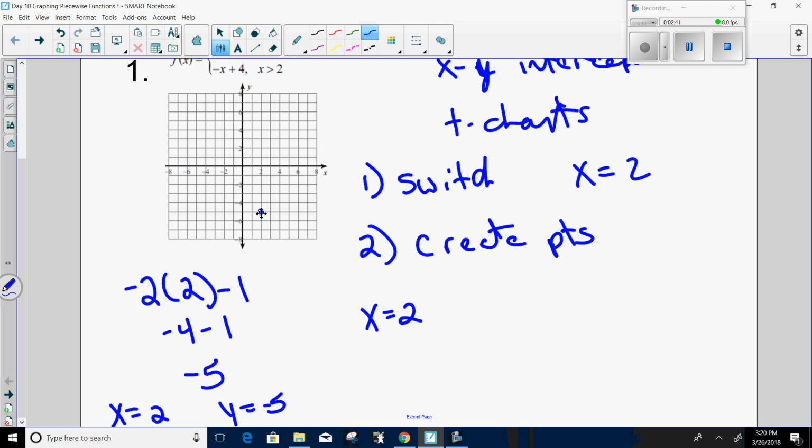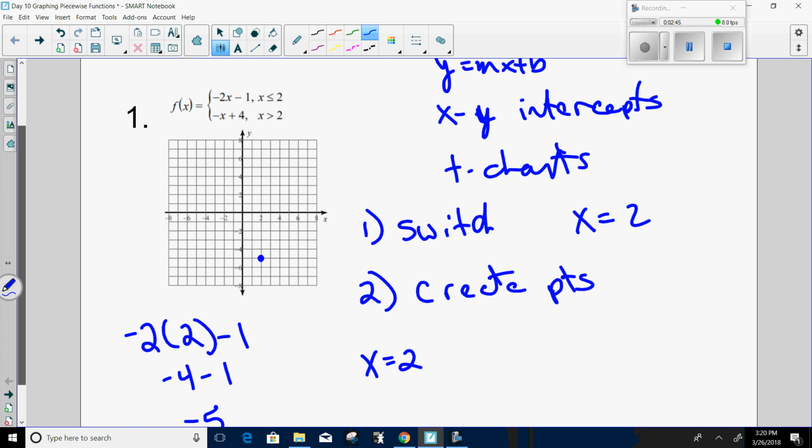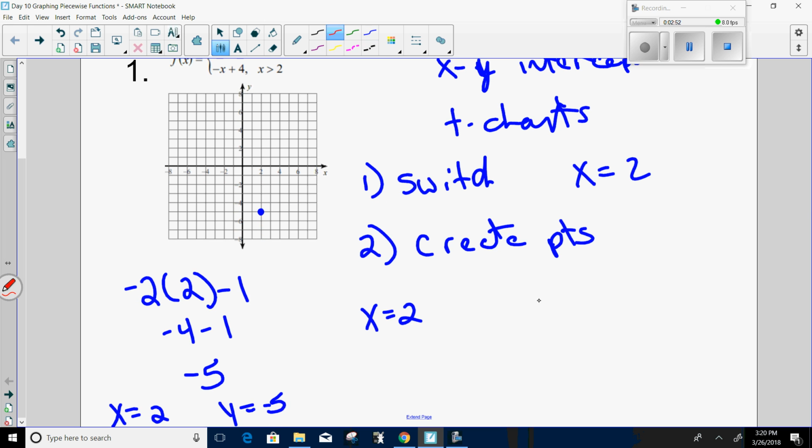Notice how it's a closed circle. It's a closed circle because x can equal 2 for this function. Now the other thing you do is create an ordered pair when x equals 2 by plugging it into the bottom equation.